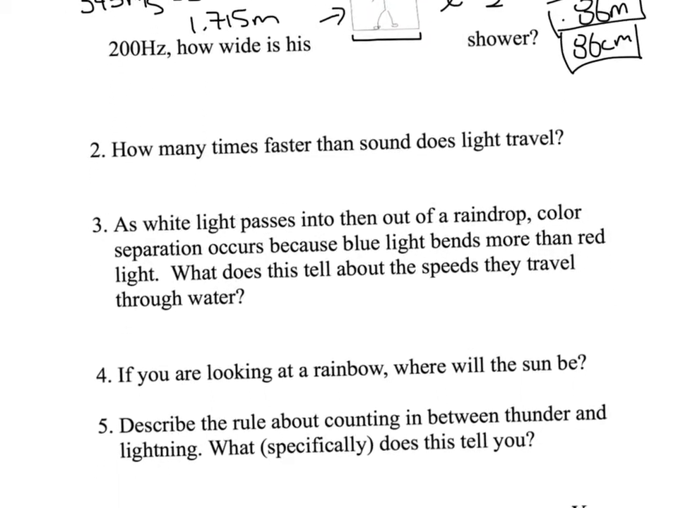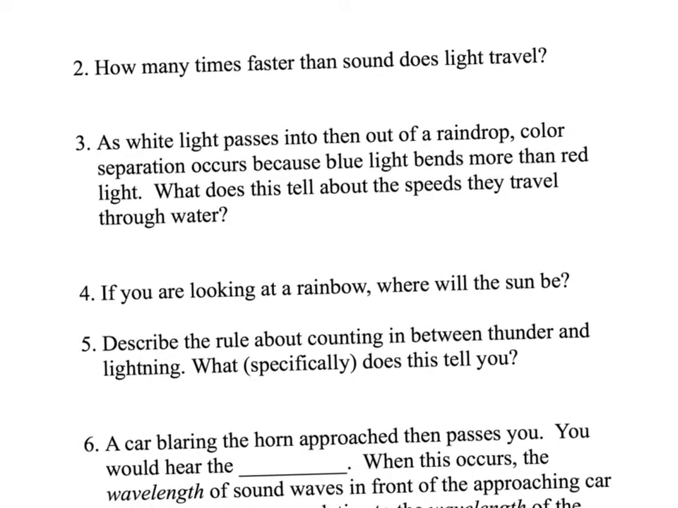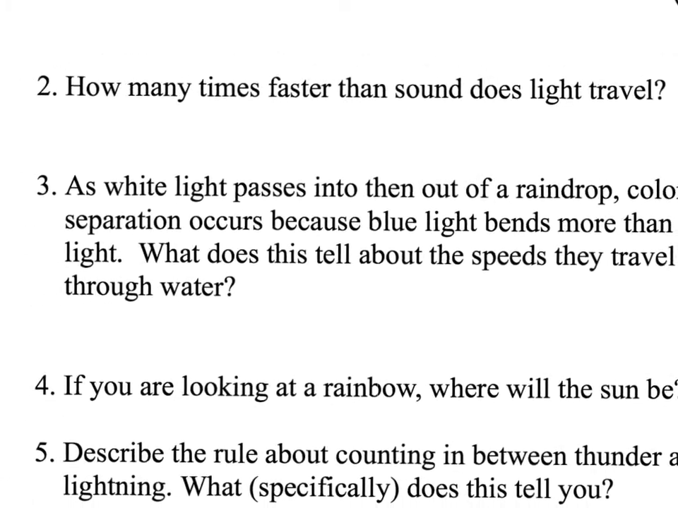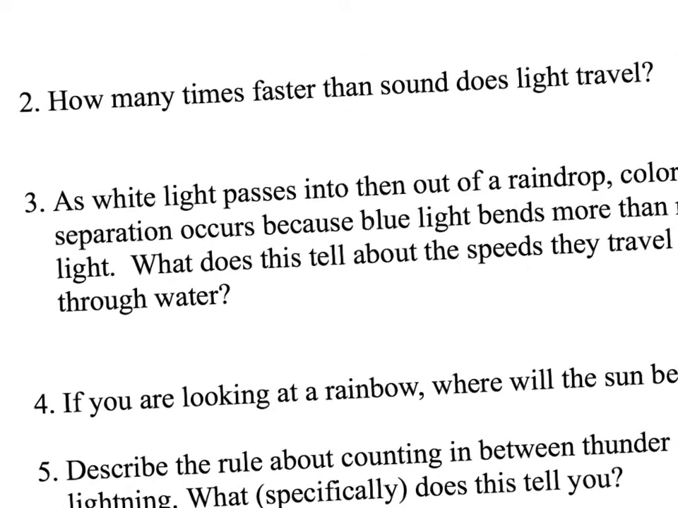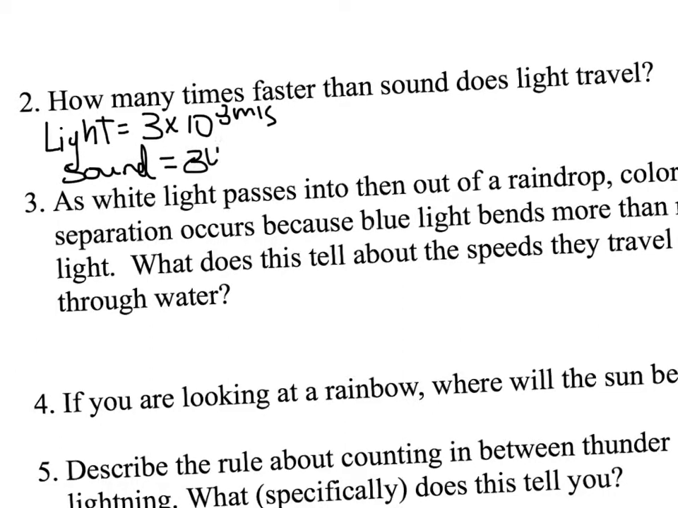2, how many times faster than sound does light travel? So let's take a look at these numbers. You should know this. Speed of light is 3 times 10 to the 8th meters per second, and speed of sound is 343 meters per second. So if we were to divide those, we would get 3 times 10 to the 8th divided by 343.